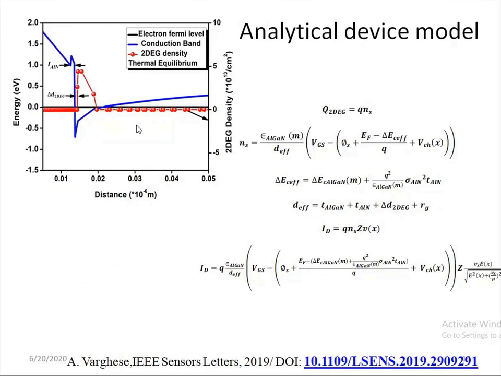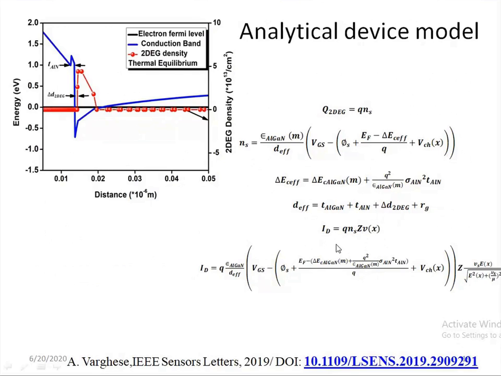Now, next is the model that I have developed. I've used the normal drain current equation, that is ID equals Q times NS times Z times V of X. Anyone who is working on HEMT will be familiar with this equation, where Q is the electron charge, NS is the 2DEG density, Z is the thickness or channel width of the device, and V of X is the channel potential at a length X in the channel. So this is a basic, simple HEMT equation.